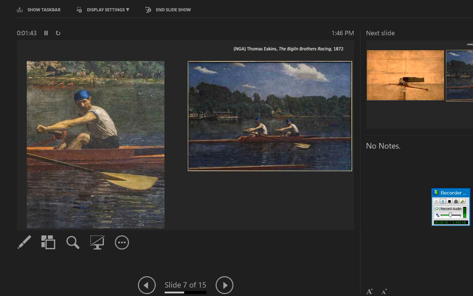This is Barney Biglin. His brother John is in front of him, or behind him, depending on how you read it, the other oarsman. And you'll notice that what Eakins has done is to capture this moment, right, when Barney Biglin is waiting a split second. He's timing his oar so that, when his brother John's oar hits the water, he starts to pull as well, which is exactly how, I guess, one does this sort of thing.